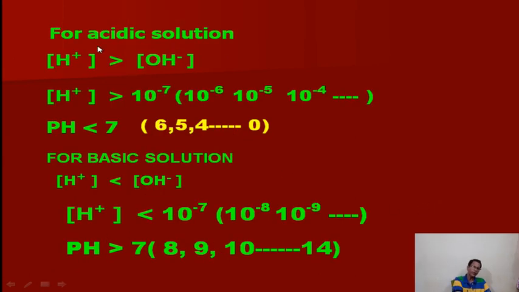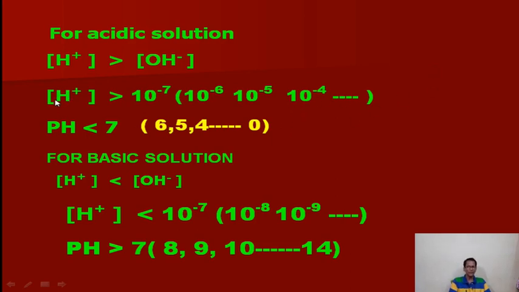Then for an acidic solution, H plus ion concentration is greater than OH minus ion concentration. It is clear, because acidic means H plus is greater than OH minus ion. If H plus is greater, it means greater than 10 to the power minus 7, which is neutral. So greater than 10 to the power minus 7 means what values? It may be 10 to the power minus 6, 10 to the power minus 5, 10 to the power minus 4, 10 to the power minus 3, like this, up to 10 to the power 0.